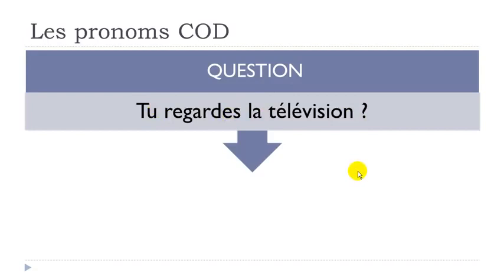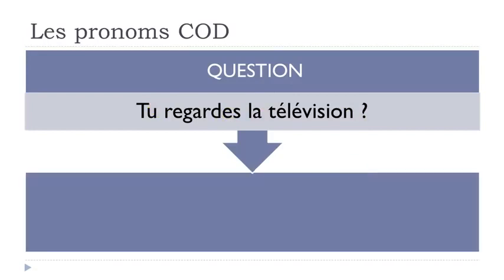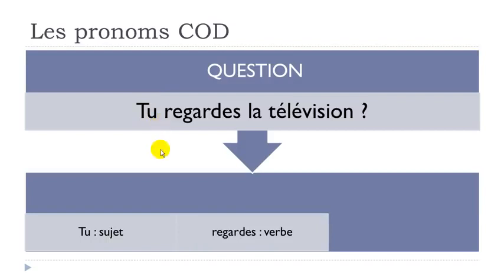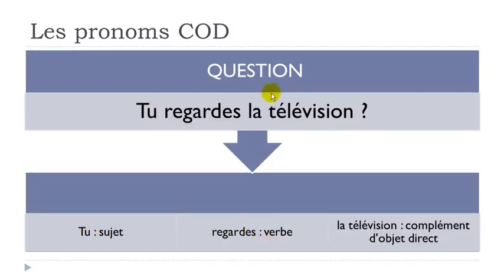If we look at this question and want to define all the elements, the first thing that we've got in this sentence is tu. It's the subject of the sentence. The second part is regardes, and it's the verb that you've been conjugating. It's es just because it's tu. And the last part, la télévision.